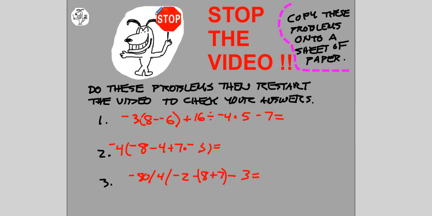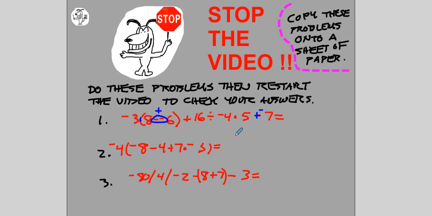Okay, so now let's check your answers. So in this first problem, again, remember, multiplication, division, left to right, addition, subtraction, left to right. So then parentheses take priority. So I'm going to do this first. That double negative, let's clean that up. That's a plus. Let's change that minus 7 to plus negative 7.